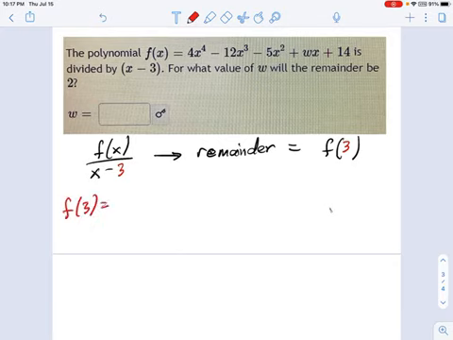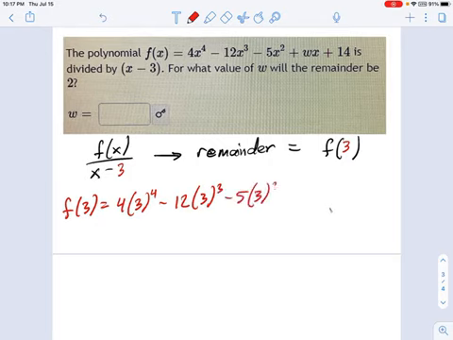F of 3 equals 4 times 3 to the 4th power minus 12 times 3 cubed minus 5 times 3 squared plus w times 3. There's that w. Plus 14, and all that equals 2. Remember, that's what it's telling us right here. The remainder is 2. Well, what's the value of w that makes this true? It's just a big, ugly equation with a whole bunch of numbers in it. Should be no problem, right?